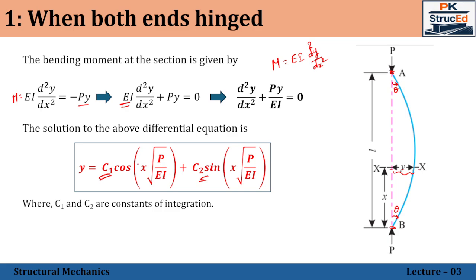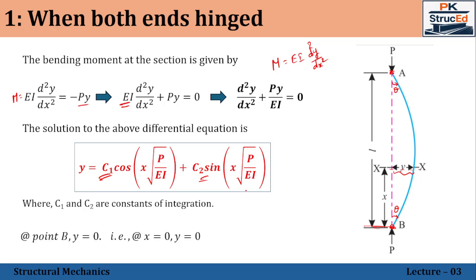How to find out this C1 and C2 is, we are going to apply the boundary conditions. That is what I told. Here at this point, we have the deflection equal to 0, as well as at this point also the deflection is equal to 0. That is the condition we are going to apply. That is at the point B, y is equal to 0, that is deflection is equal to 0. Here only the reference axis has been taken.